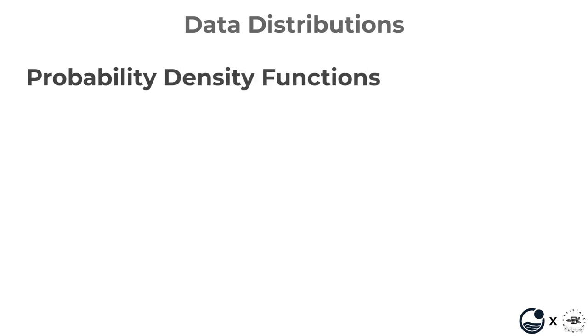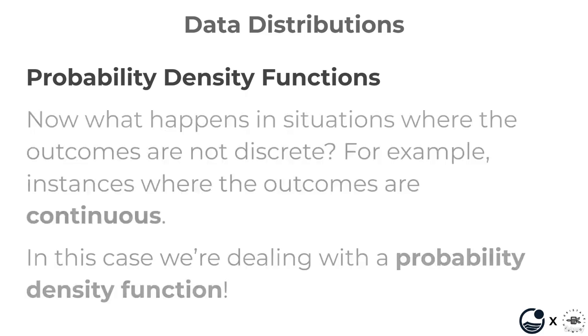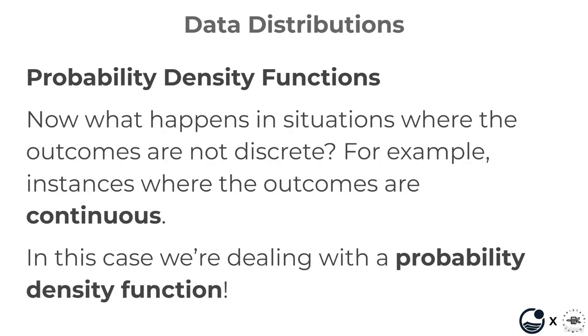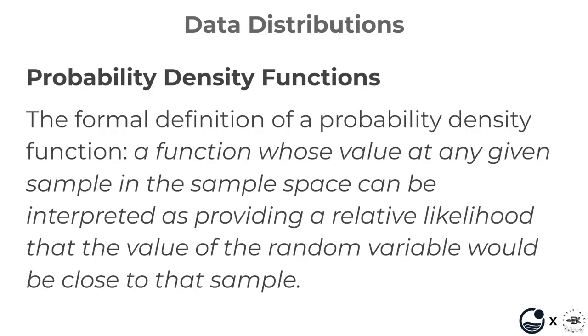So what about probability density functions? What happens in situations where the outcomes are not discrete? For example, instances where the outcomes are continuous. In this particular case, that means we're dealing with a probability density function. The formal definition of a probability density function is the following. A function whose value at any given sample in the sample space can be interpreted as providing a relative likelihood that the value of the random variable would be close to that sample.